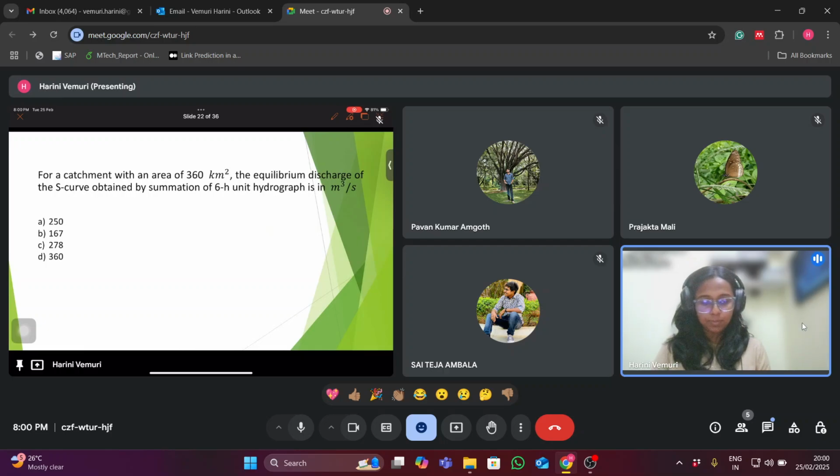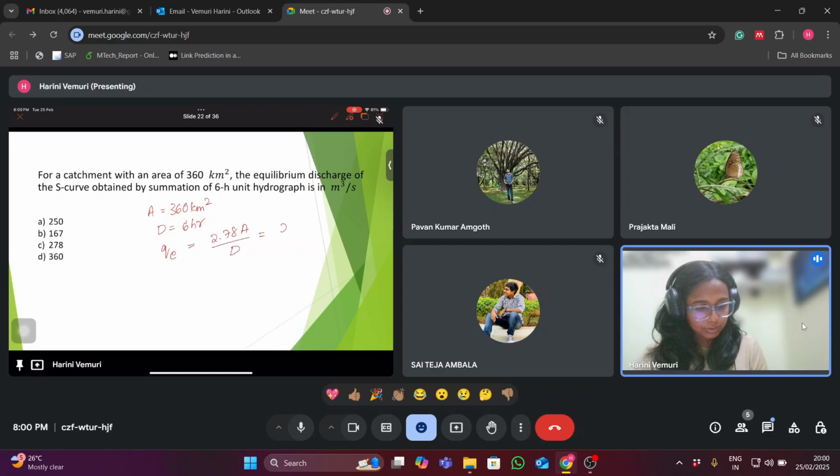So the last two problems: we have a catchment area of 360 kilometer square, and for a 6 hour duration unit hydrograph, they are asking us to calculate the equilibrium discharge. So we know QE is equal to 2.78 into A by D. So it is 2.78 into A, the area of catchment, 360 kilometer square, by D, which is 6 hours. Once you calculate this, you get an equilibrium discharge value of around 167 meter cube per second.